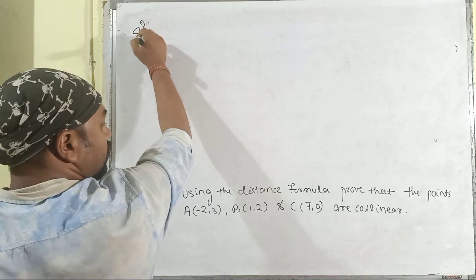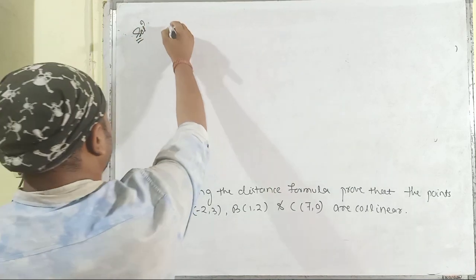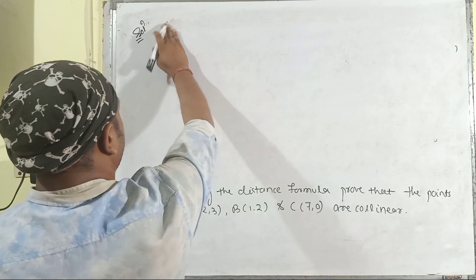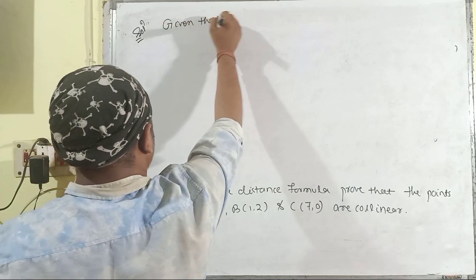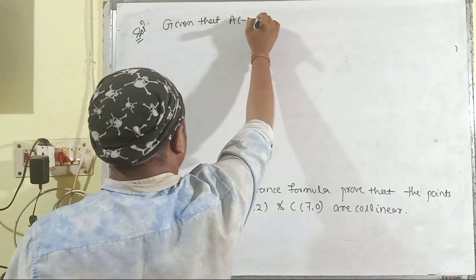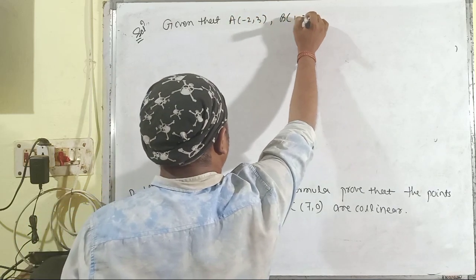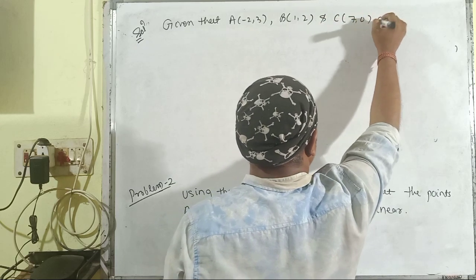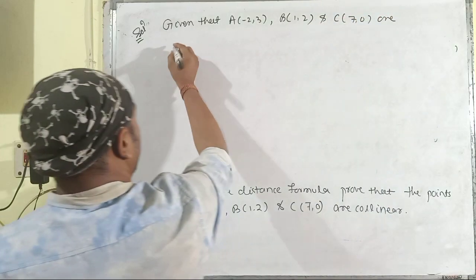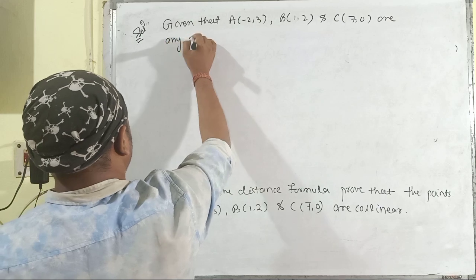Solution. Okay, these are the given points. Given that A(-2, 3), B(1, 2) and C(7, 0) are any 3 points.